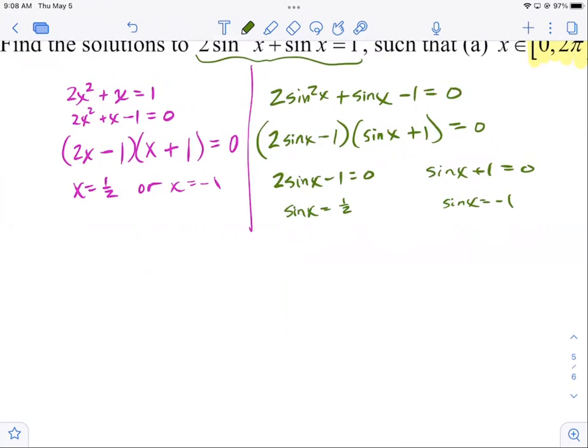The only thing is, when it was x, we were done. But x was really just a temporary placeholder for sine of x. So now we're not quite done. Now there's one more fun, awesome step.